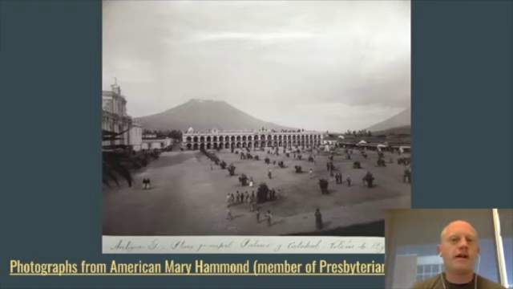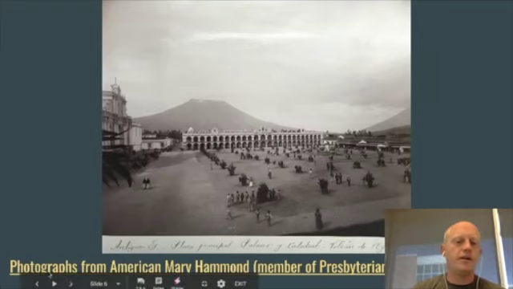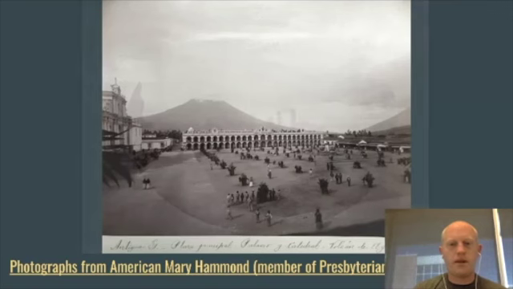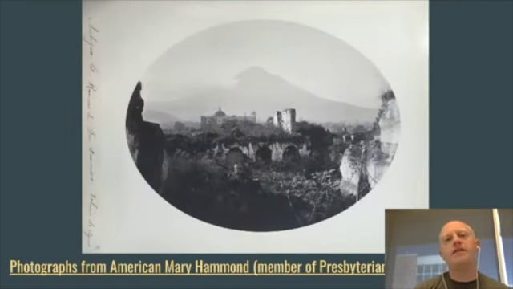All of these photographs were taken between 1883 and 1904. And there are about 80 of them total. I'm going to show you a few of them here, but if you want to look at all of them, just click on the yellow title here, and it will take you to a copy of the entire photograph album. This first one is of the Central Plaza in Antigua. You can see the Agua volcano behind the plaza there. Here's another view from Antigua with ruins in the foreground and the volcano again in the background.